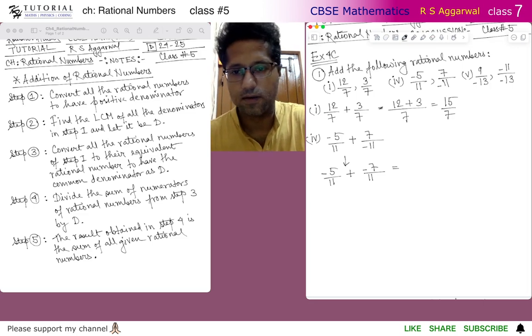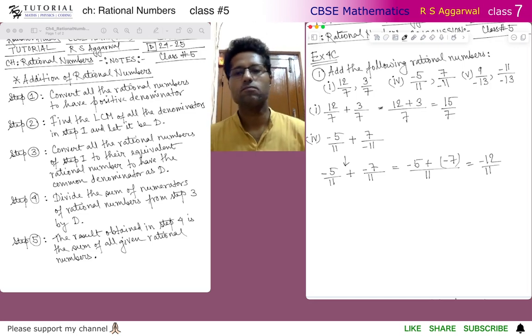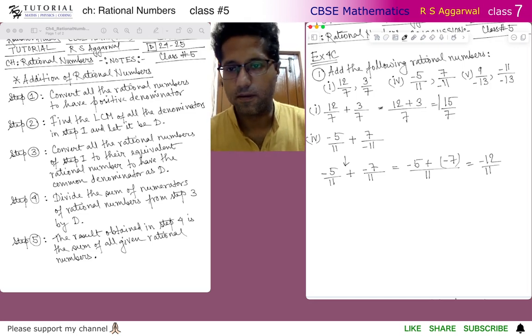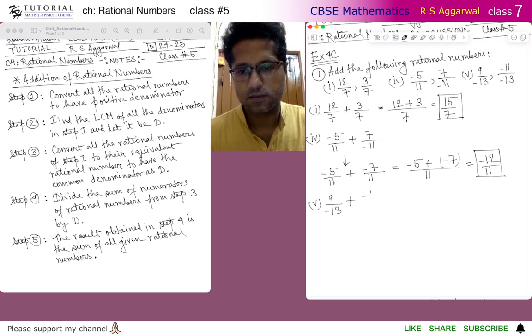So the sum becomes the sum of the numerators, minus 5 plus minus 7, by 11. This is minus 12 by 11. Let me box the answer for better readability. Okay, let's do part 5. It says 9 by 13 plus minus 11 by minus 13.